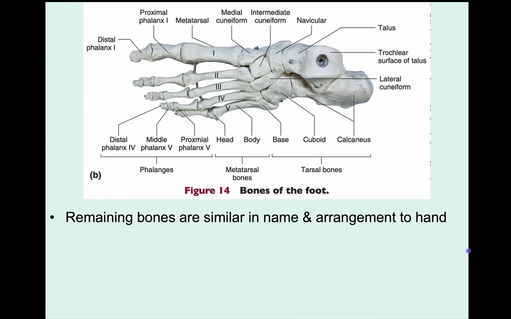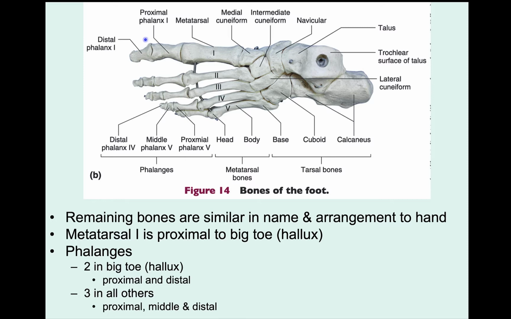As you may have suspected, the rest of our bones are pretty similar to what we saw with our hand. We have metatarsals that are the main bones of our feet, and we have phalanges that belong to our toes. Our big toe is the first digit. We can call this the hallux, just like we heard with our thumb, the pollex. As we saw with the pollex, the hallux has a proximal and distal phalanx, and the remaining 4 digits have a proximal, middle, and distal phalanx.